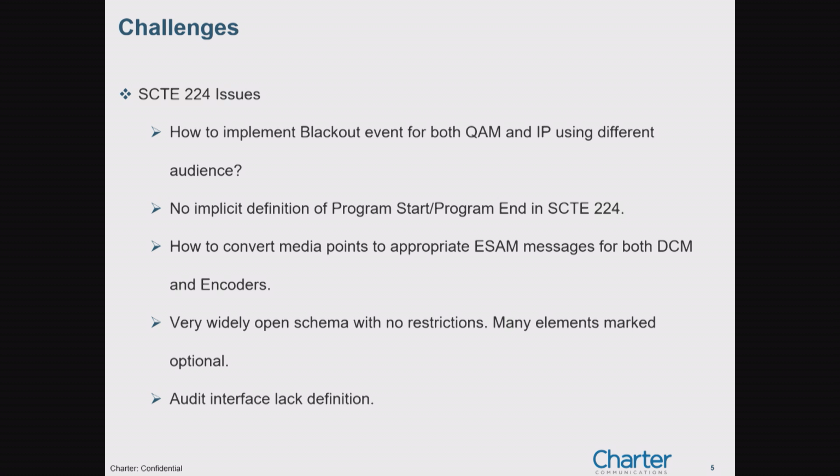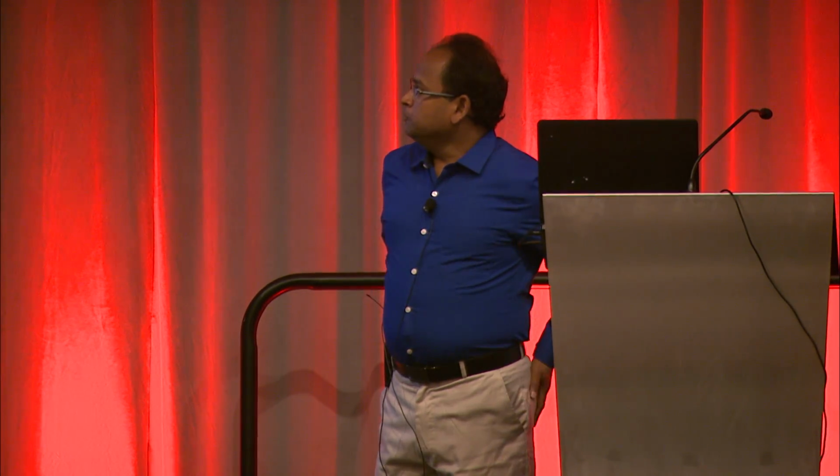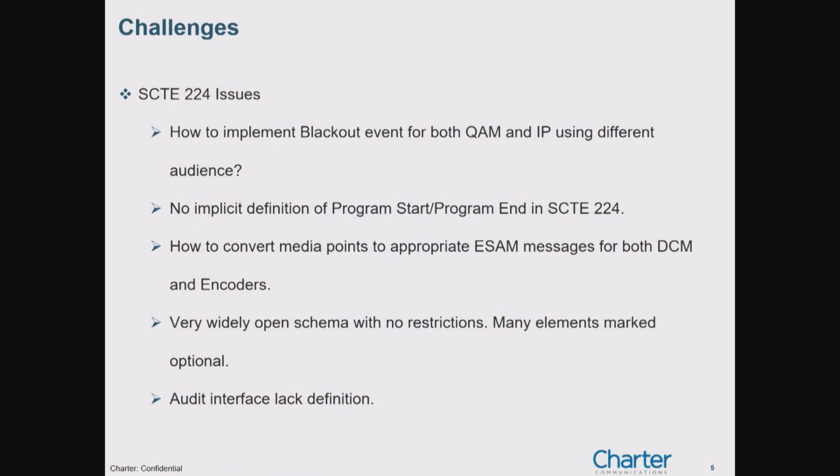Okay, and now what are the challenges we faced while implementing these blackouts? Everyone knows 224 comprises audience, viewing policies, media, and media points. There are a lot of elements involved. Using the audience, we can provide zip code, DMA, virtual IRDs, zone information, and device information. There are a lot of elements available in the audience. So it is very straightforward if you implement for IP blackouts, but for QAM, it is very difficult.